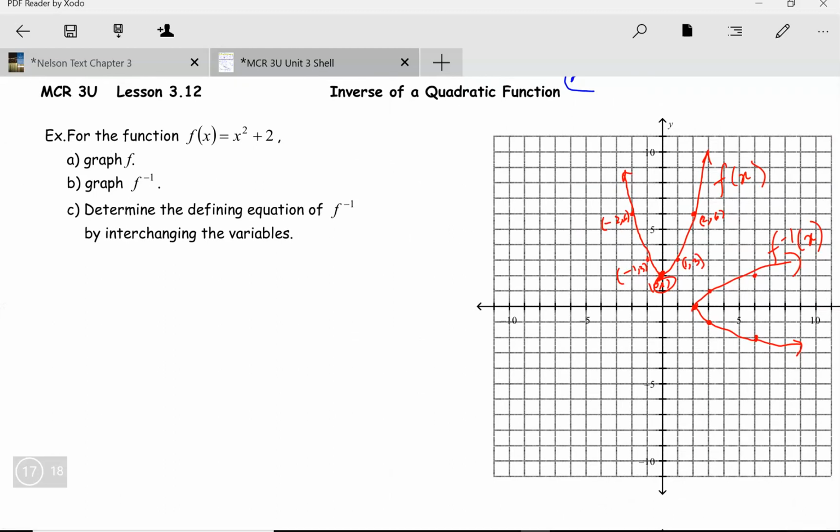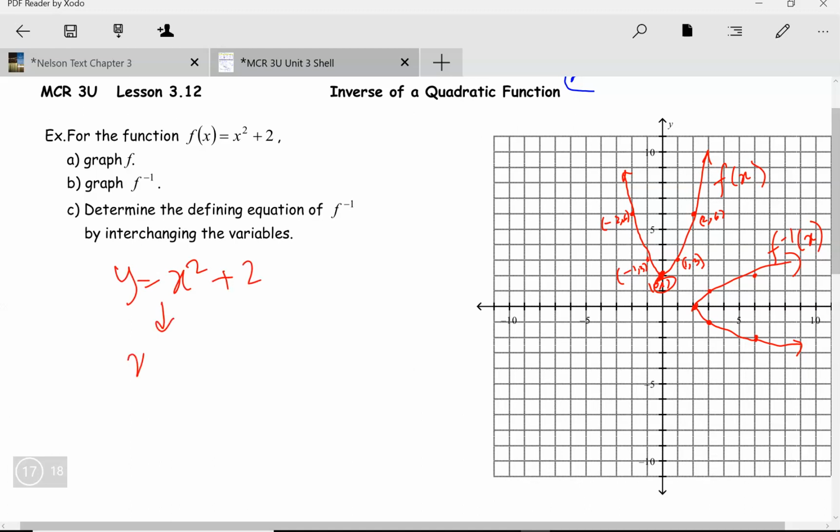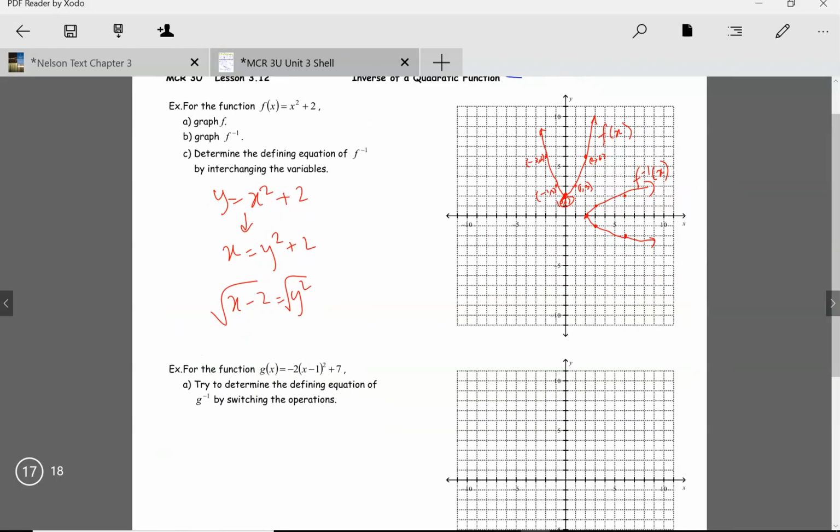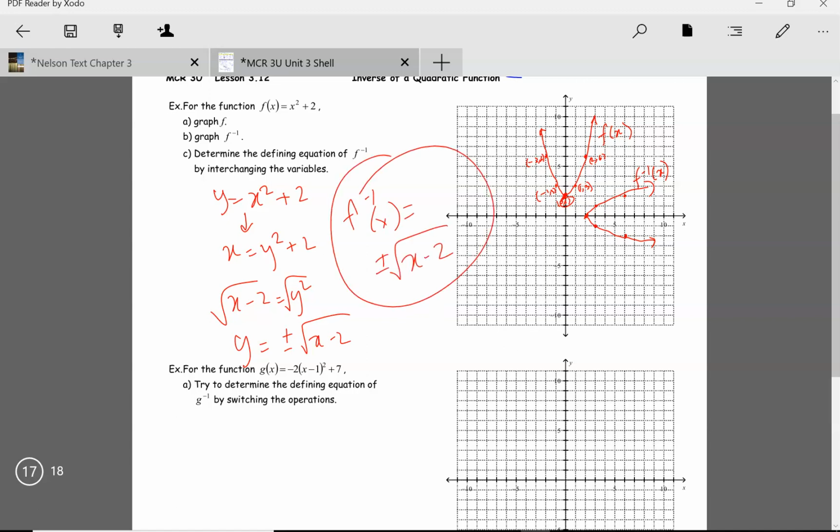Determine the defining equation of f inverse by interchanging the variables. Okay, we know how to do this. y equals x squared plus 2. Interchange variables: x equals y squared plus 2. x minus 2 equals y squared. Take the square root of both sides. y equals plus or minus the square root of x minus 2. And then f inverse of x equals plus or minus the square root of x minus 2. Ta-da!